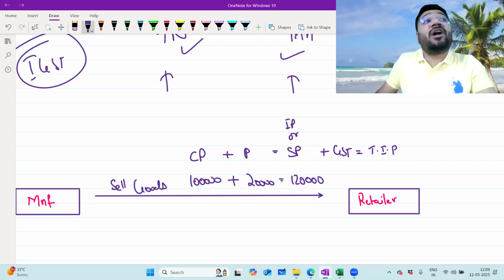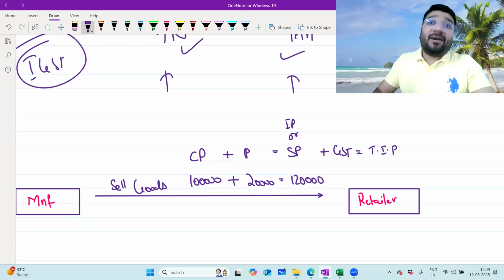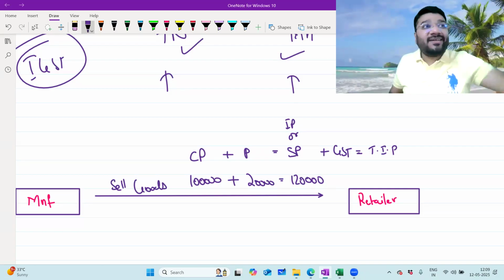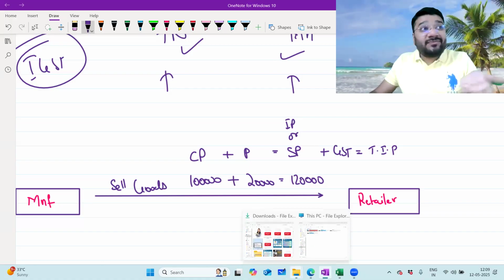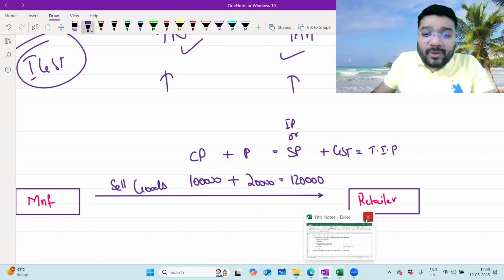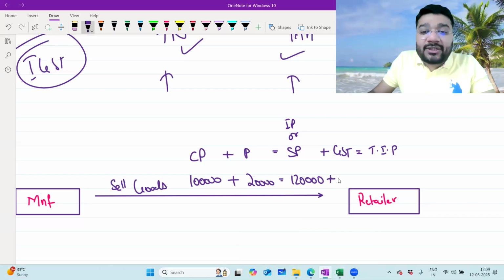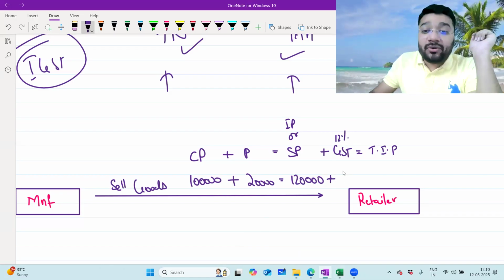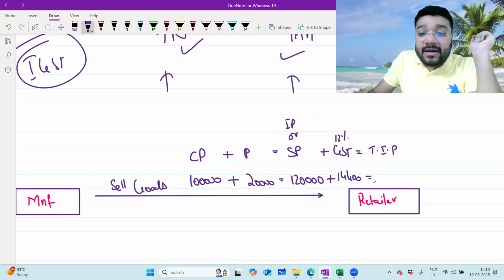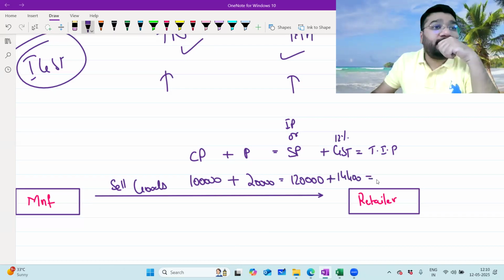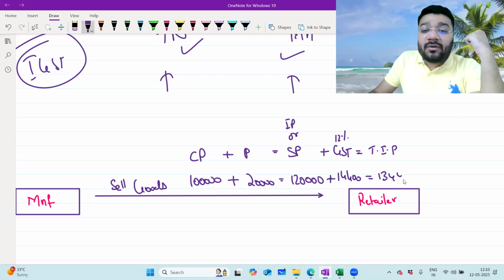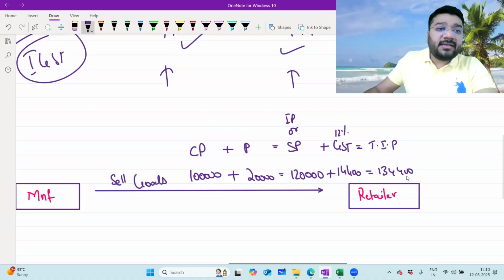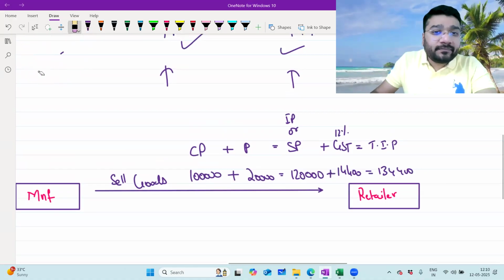IGST goes to which government? Central government. From that central government, in the back end, what will they do? They'll apportion the GST and give it to the respective state government. So is it my headache? No. My headache is what? Calculate 12%. So 12% GST on 120 is how much? 12 12s are 144. So 14,400. So what is the tax invoice price? 134,400. Online people, any problem in this? No, sir. Everybody clear now?